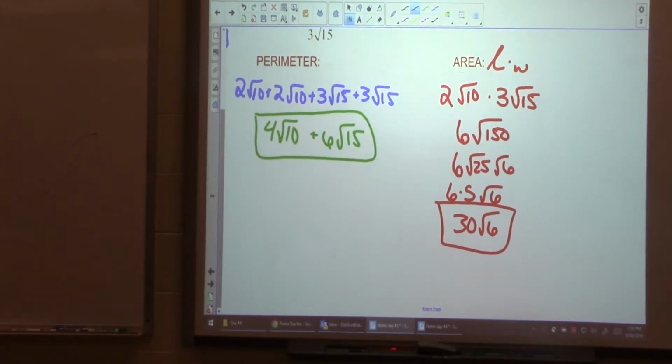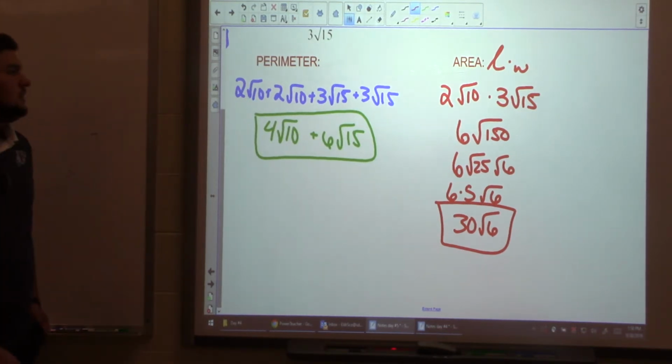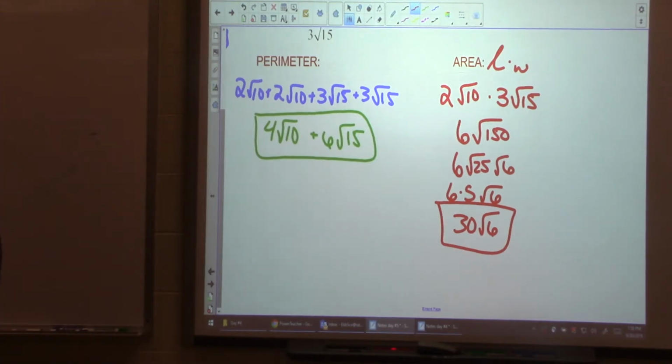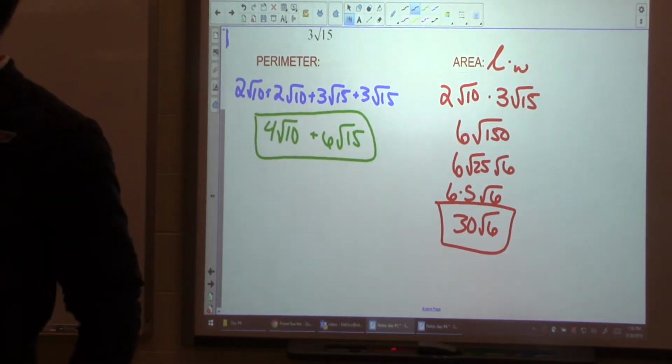Would you mark it wrong if you just put 6 times 5? Yes. You say A equals and P equals. I have the labels on top. Okay, guys, any questions on that? Nope. 3 problems left.